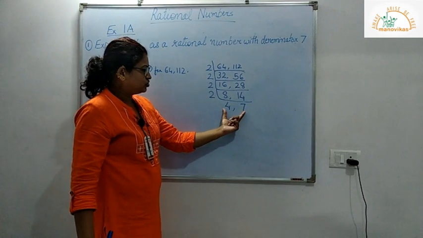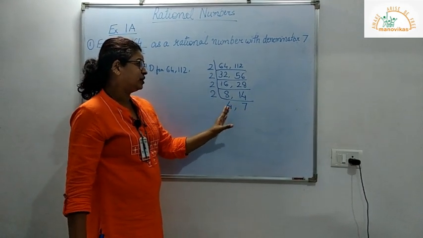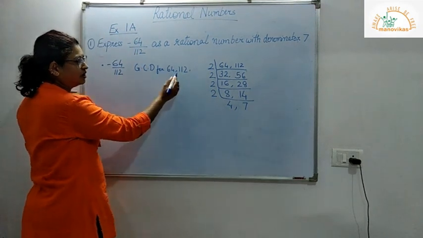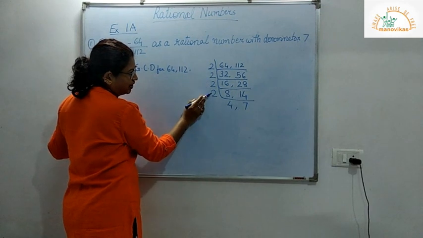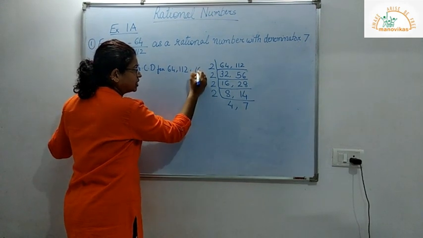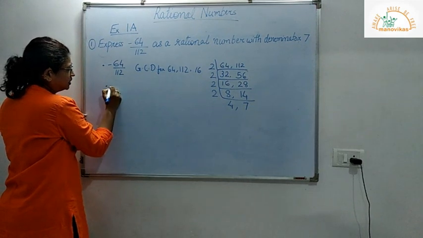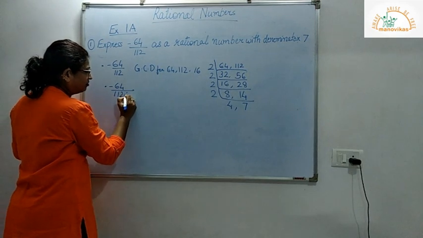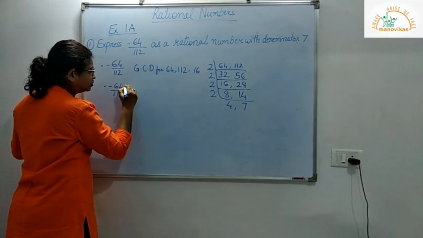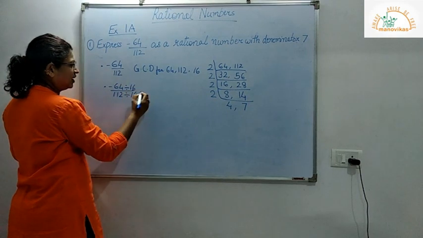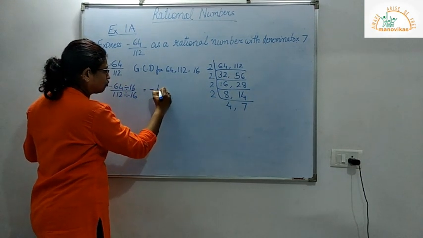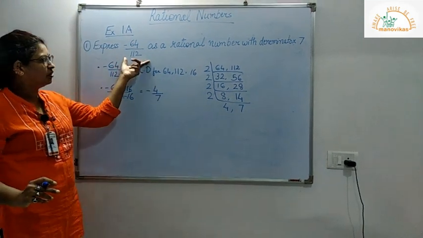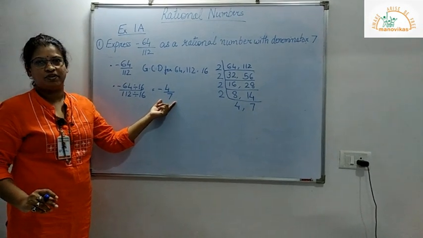Both these numbers are now not divisible by the same divisor, so we leave it there. Our greatest common divisor is 2 2s are 4, 4 2s are 8, 8 2s are 16. So it is 16. Now we take the given number, -64 upon 112, and divide by the divisor we have found. So we get -4 upon 7. So we have expressed the given number with the denominator 7.